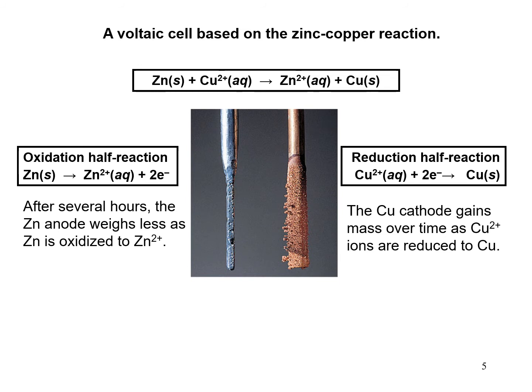Eventually you would see after several hours the zinc anode weighs less, as zinc is oxidized into zinc ions, and the ions become aqueous, so they go out from here into the solution. What happens to copper? More and more copper is deposited, so the copper cathode gains mass over time as copper ions, which were in the solution, get converted into copper and they get deposited on the cathode. So after a few hours, that's how your electrodes would look.